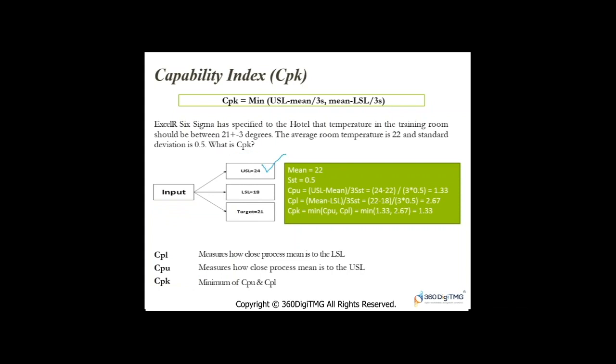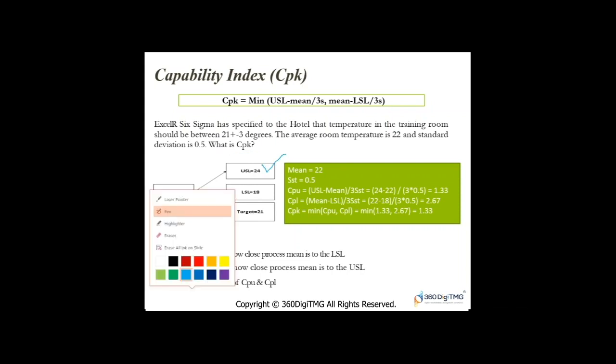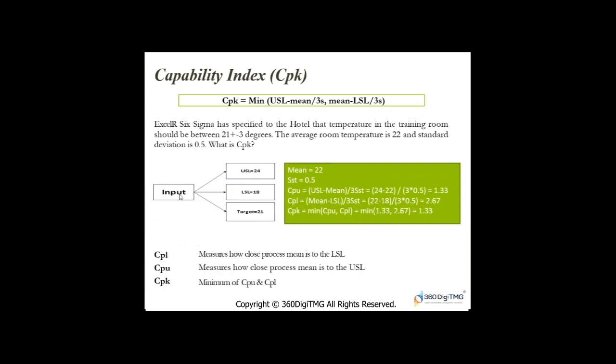Upper specification limit is given to me as 24. Where am I getting 24 from? It is 21 plus 3 degrees. Where am I getting this lower specification limit as 18 from? It is 21 minus 3. Where am I getting this target from? It's coming from here, 21. It's given in my case studies. Where am I getting the mean as 22 from? Given in the case study. Where am I getting the standard deviation as 0.5 from? Given here.